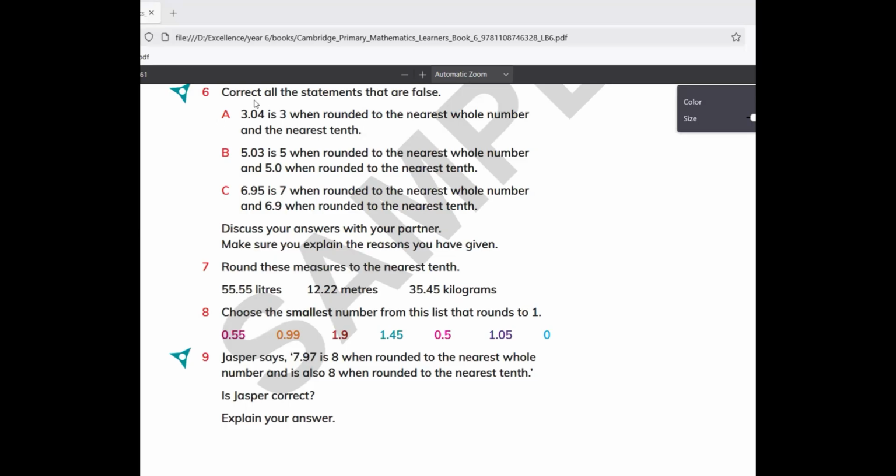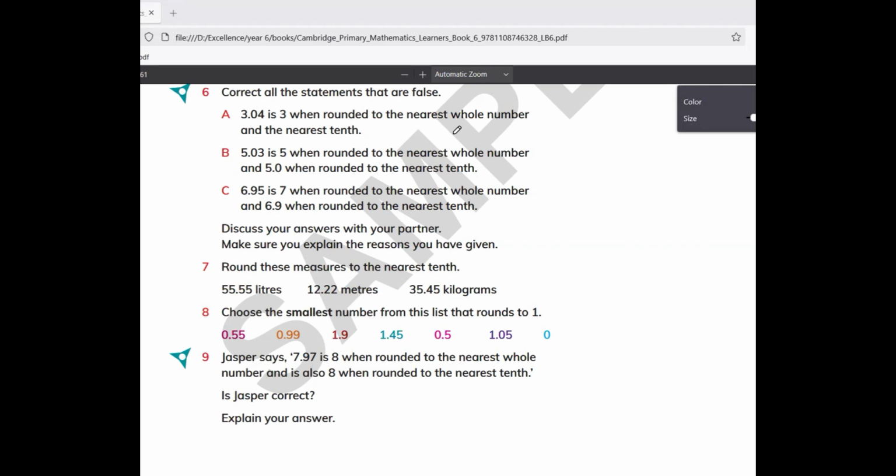Okay, let's go to question number 6 in exercise 1.2. They say correct all the statements that are false. For example, they say 3.04 is 3 when we round it to the nearest whole number, and to the nearest tenth. Before we say true or false, let's round them first. Okay, 3.04.